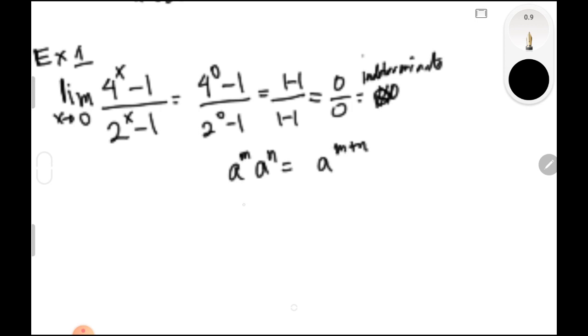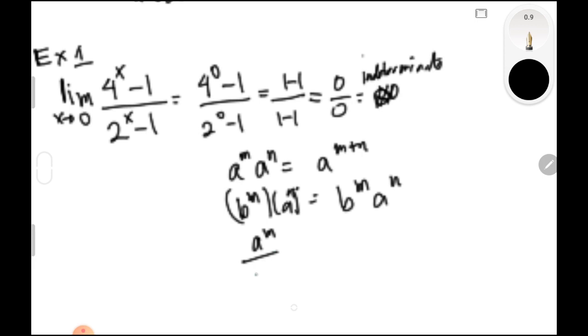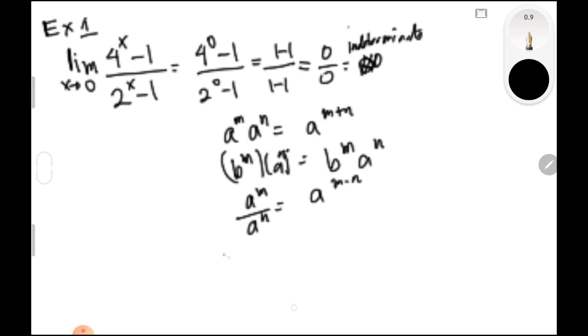Tama. We also know that a raised to m multiplied by b raised to m is just equal to ab raised to m. And also we all know that a raised to m divided by a raised to n is just equal to a raised to m minus n. And also a raised to m divided by b raised to n is equal to a raised to m multiplied by b raised to negative n. Okay? So yan yung mga iba't ibang functions natin.